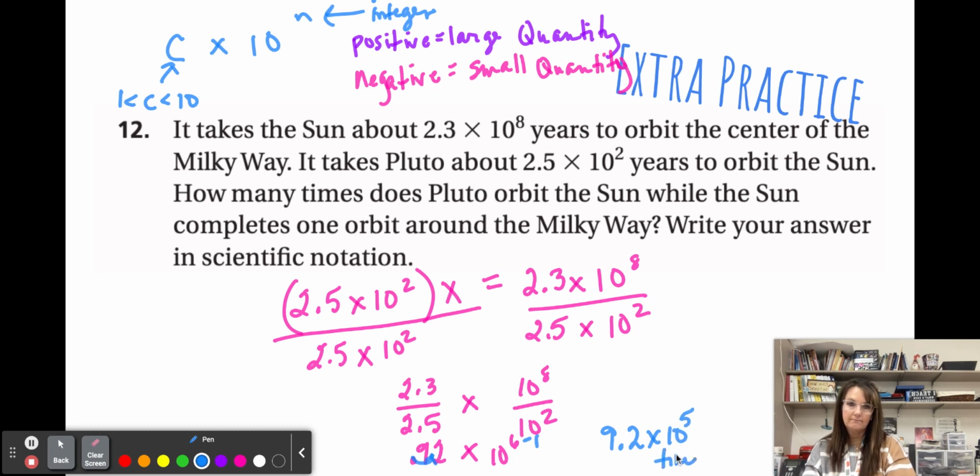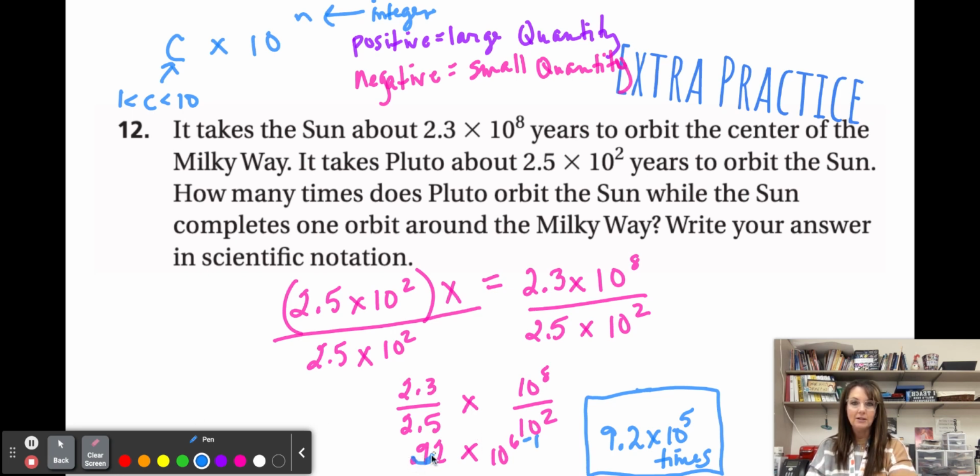times, which is how many times Pluto orbits the sun while the sun is completing its orbit around the Milky Way. And we're writing our number in scientific notation. Okay. So if you are doing any kind of scientific notation practice with multiplication, you have to multiply the numbers together. You want to multiply the two decimals together, then multiply the powers of 10 together and use that property rule, and then simplify it this way.